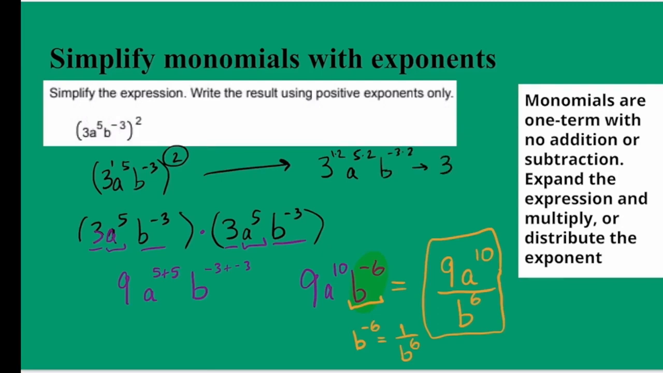Which means you're left with 3 squared, a to the 10th, and then b to the negative 6th. 3 squared is 9, a to the 10th, and that negative exponent has to go in the denominator as b to the 6th. So you could still get that same answer.